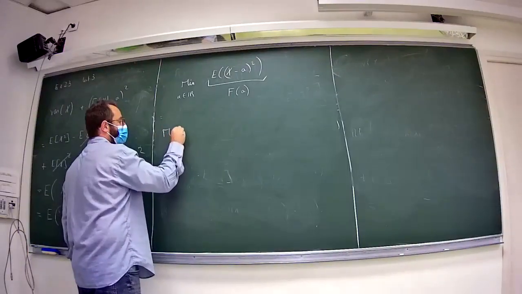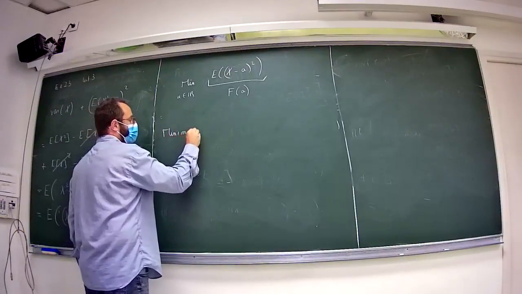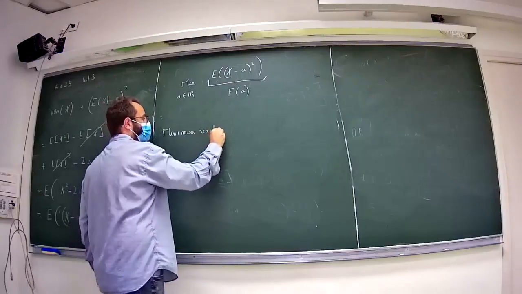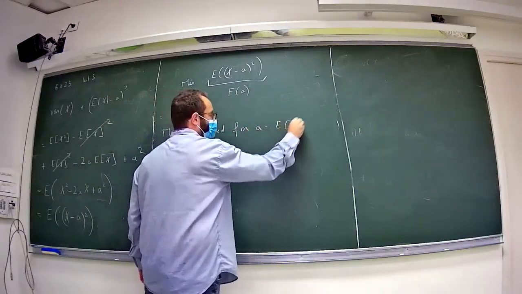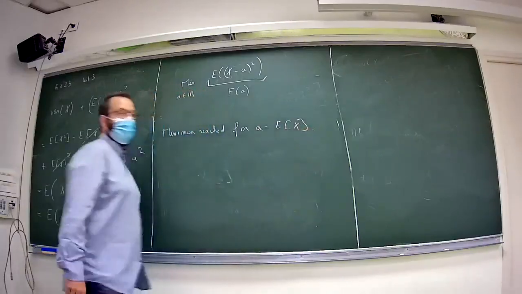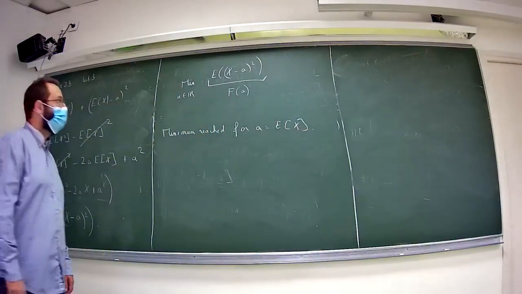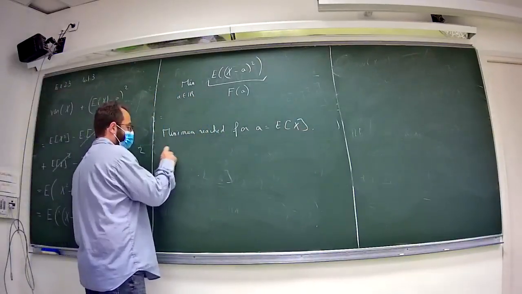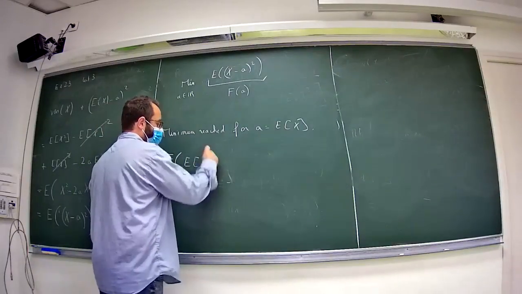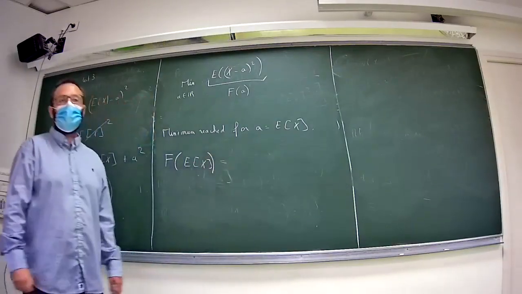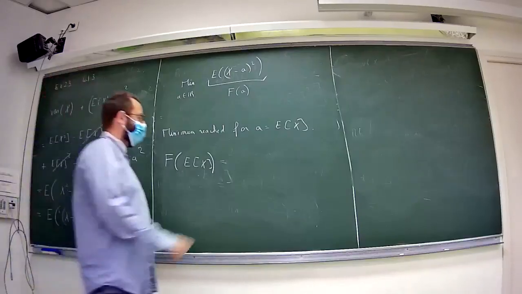So, minimum reached for a equal to the expectation of X. And what is the image of the minimum here? What is the minimal value in this situation? Variance.